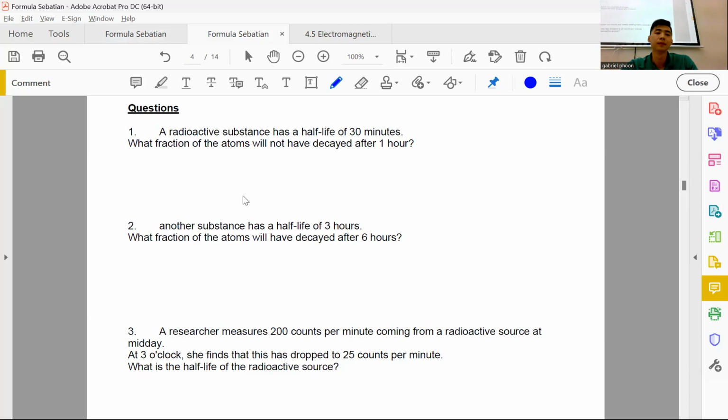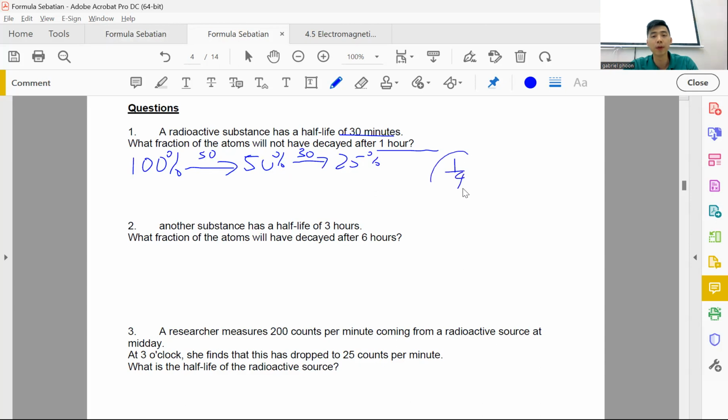Everybody, I noticed most of you did question number 3 right, but question number 2 wrong. Why? If a radioactive substance has a half-life of 30 minutes, it starts off with 100%. After one half-life, which is 30 minutes, it will become 50%. After another half-life, another 30 minutes, it becomes 25% left.